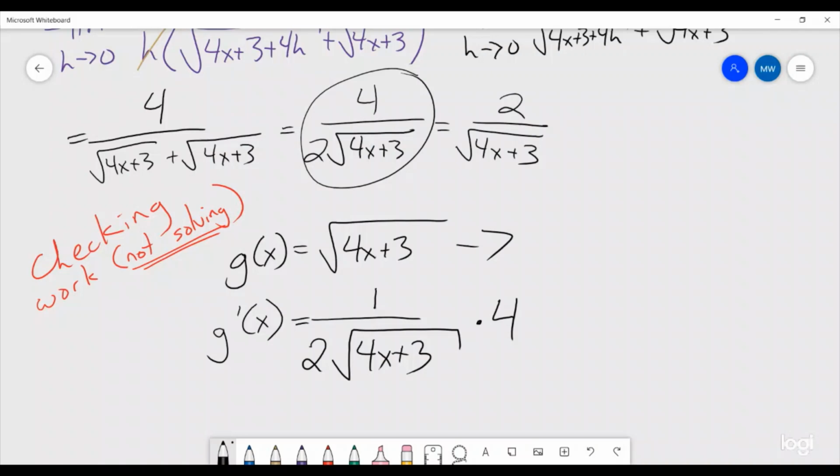If you don't know that square root rule, rewrite this as 4x plus 3 to the 1/2 minus 7. Then you can bring the 1/2 down, and it becomes 4x plus 3 to the negative 1/2 as the power, and then multiply by 4 at the end. But the chain rule does verify that this is going to be the derivative. So that's something nice that we can do to check that.